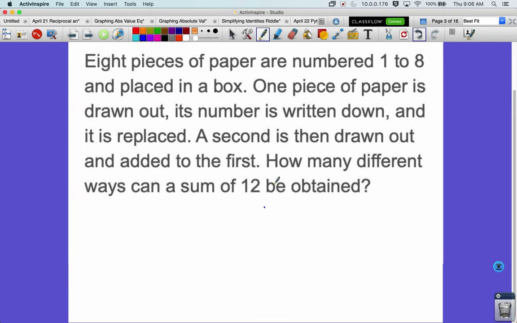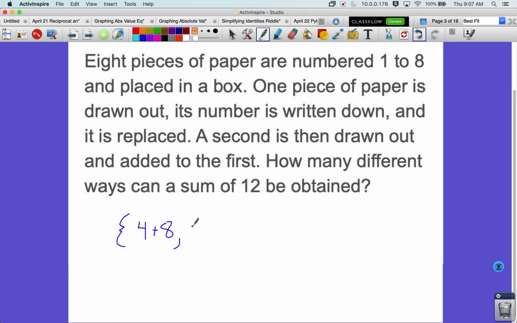So I need to get to the sum of 12. So if I draw out a 1, it's not possible. If I draw out a 2, it's not possible because it only goes up to 8. What's the smallest first number that I can get? The smallest first number I could get would be a 4, and then I draw out an 8, and that is one way to get to 12.